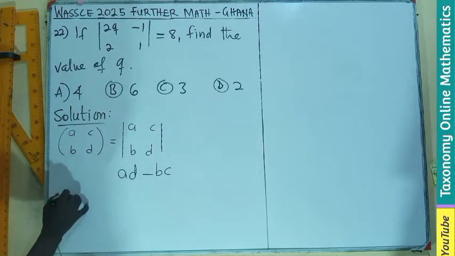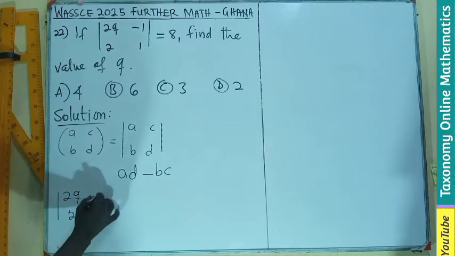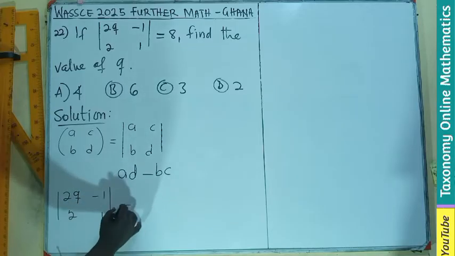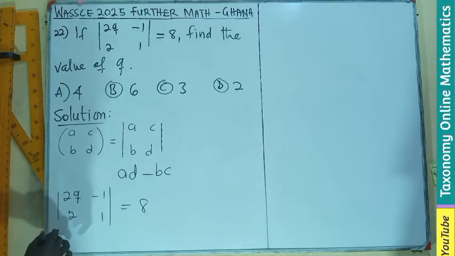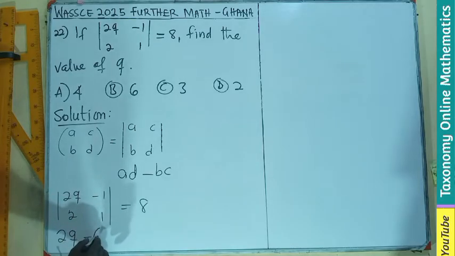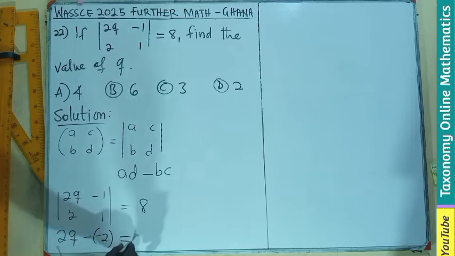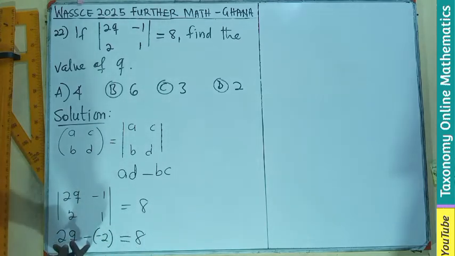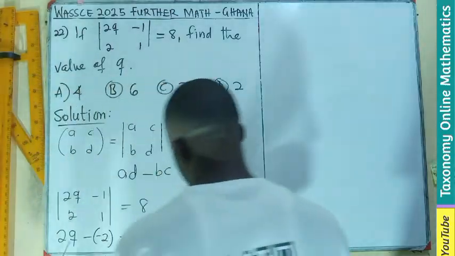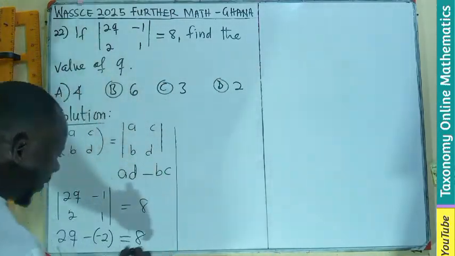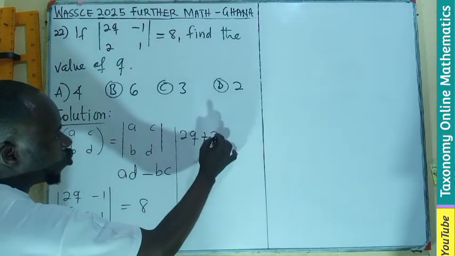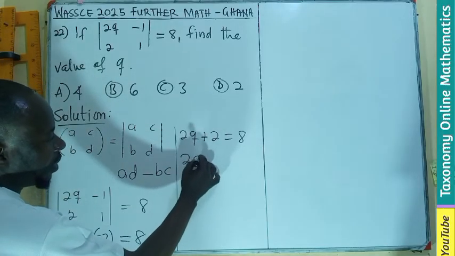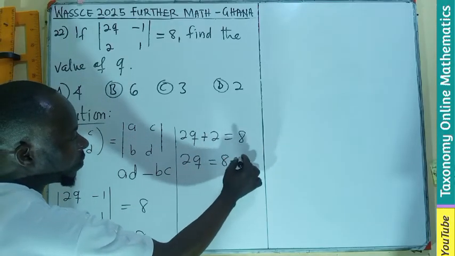So if I have 2Q, 2, -1 and 1, I'm saying that this is equals to 8, meaning the product of the leading diagonal, 1 times 2Q, that will still remain 2Q, minus 2 times -1, that will be -2. This will give you what? 8. So fast forward, you can see this become plus. This is going to be 2Q from here plus 2 equals to what? 8. Maintain the 2Q, subtract 2 from both sides.